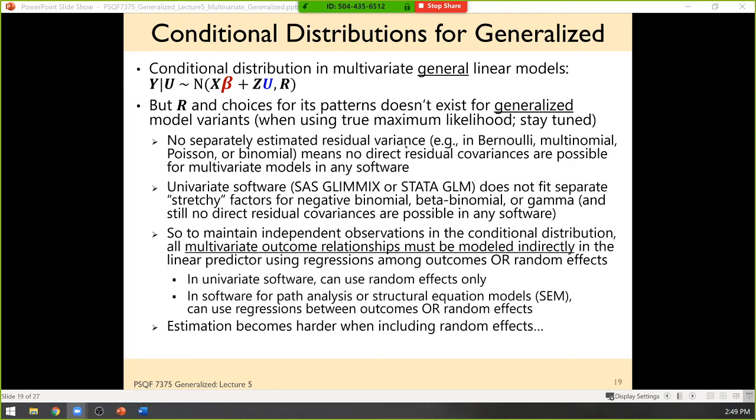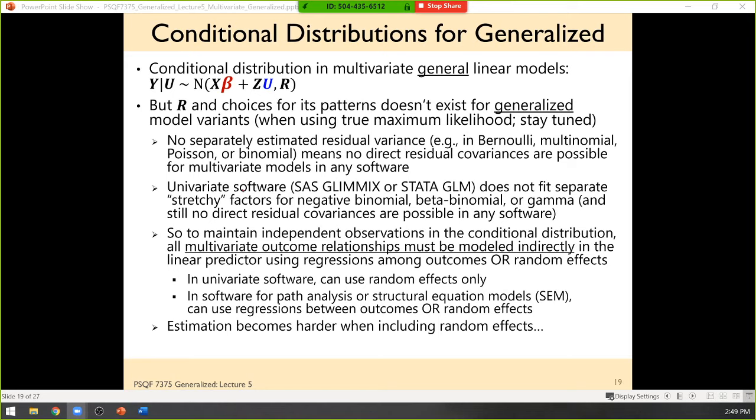So you will see this in both multivariate models in univariate software as well as in path models. In path analysis, for instance, if you want to allow two outcomes to correlate, you can fit a covariance between them. It looks like a double-headed arrow in the notation. You can't do that if your outcomes aren't normal. It won't even allow you. So a random effect that predicts both of them is the workaround that it will allow you to do.